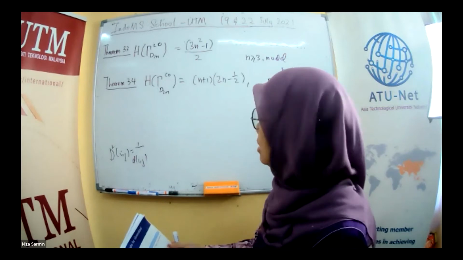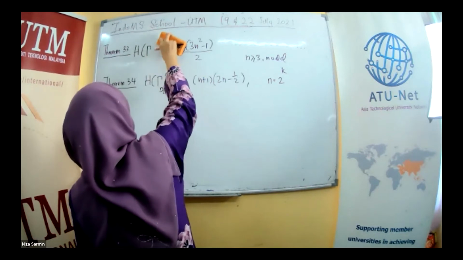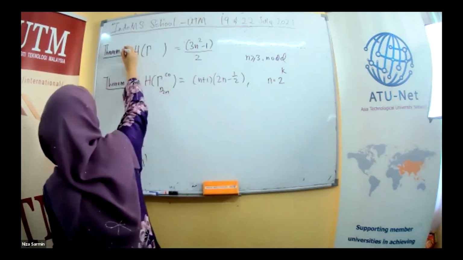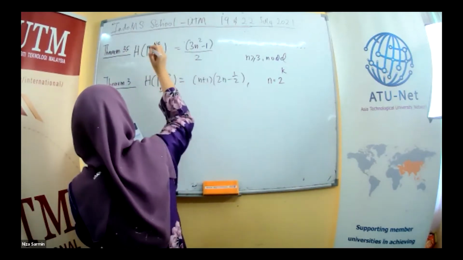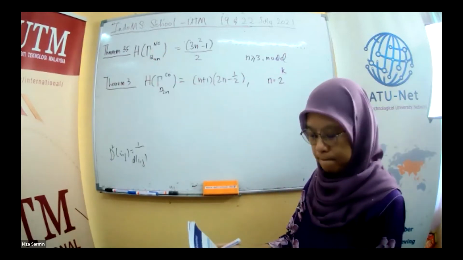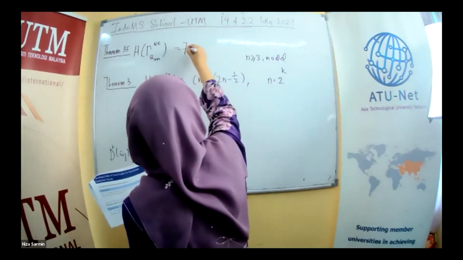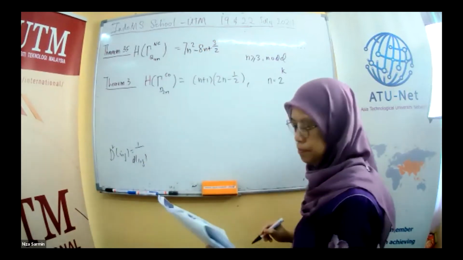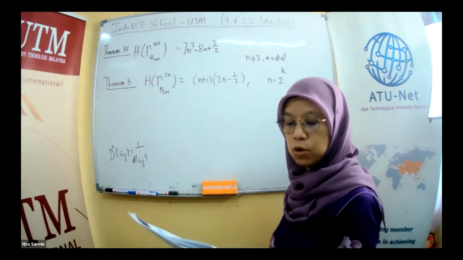Okay, next is the non-commuting graph for the next group, yeah? Theorem 35. Non-commuting graph for the generalized quaternion. And this turns out to be 7n squared minus 8n plus 3 over 2. Okay, this is for order 4n, n bigger or equal to 2.